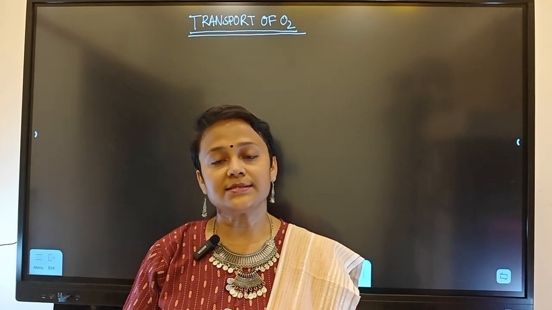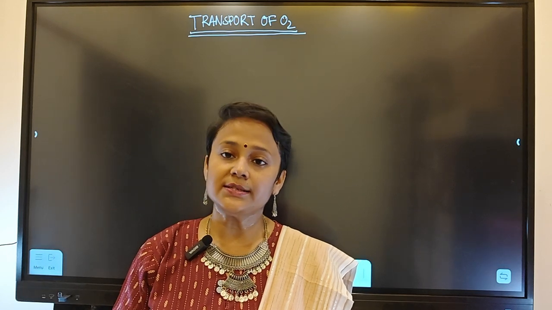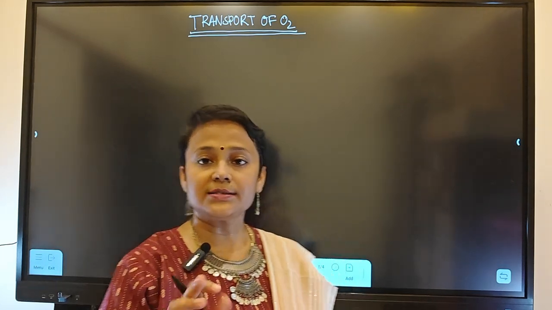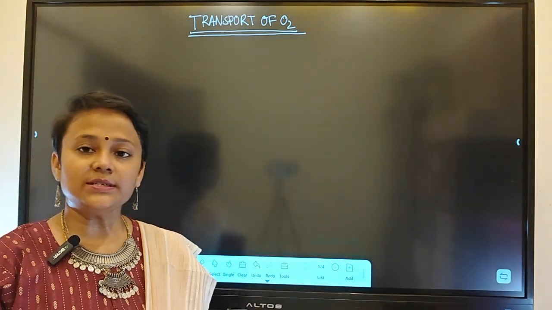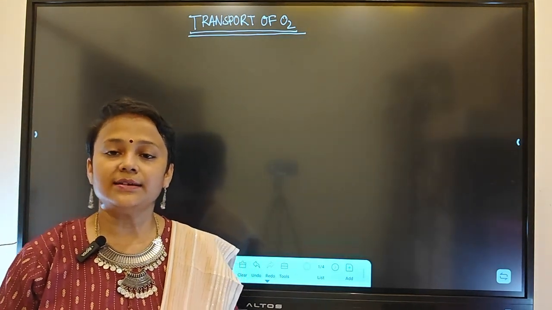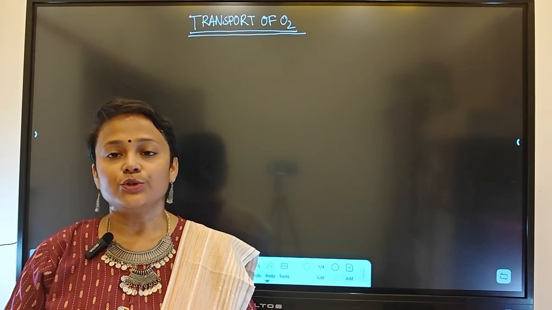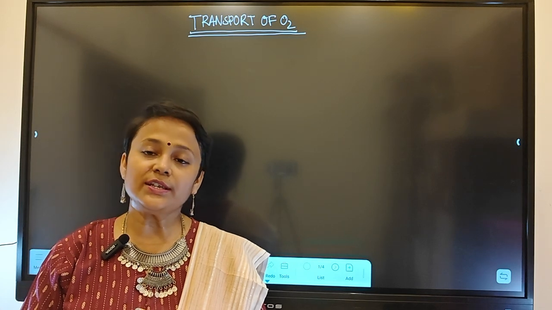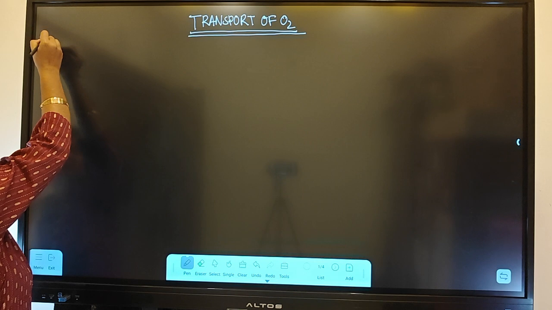Okay, so let's discuss each and every point. You please note down, revise, then conceptually it should be very clear. Okay, let's discuss about transport of oxygen. Now, oxygen transport, we know that from lungs, oxygen will be transported through hemoglobin to the tissues. So there are actually two ways of transportation.